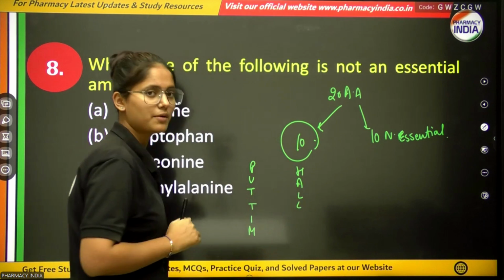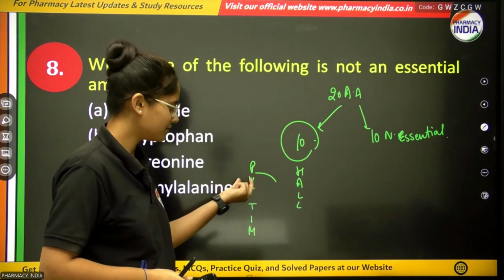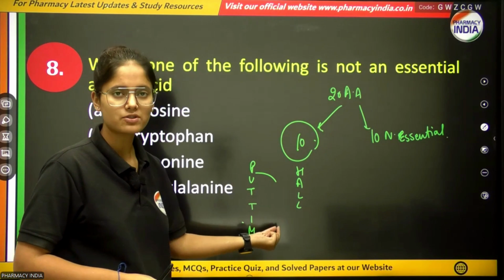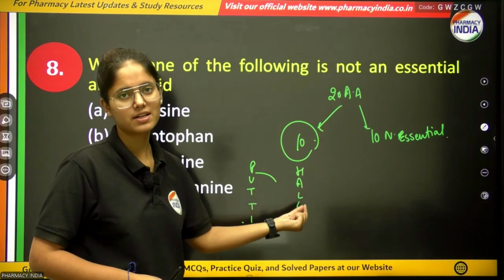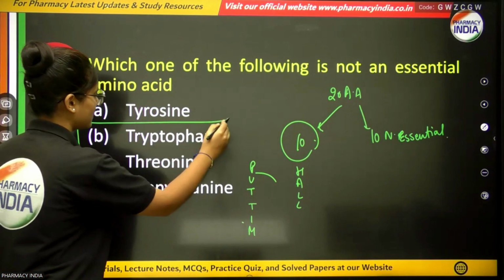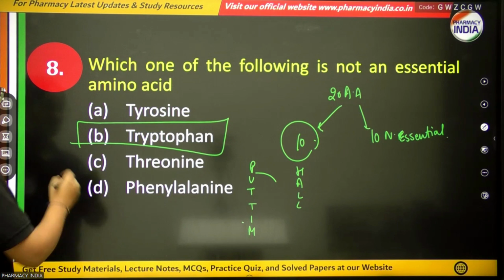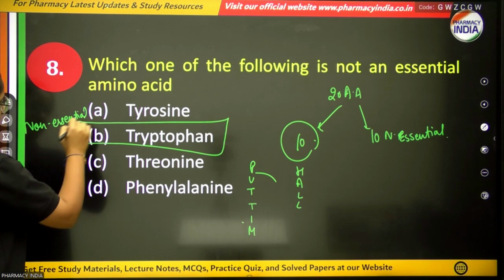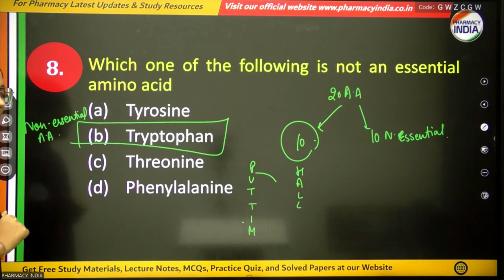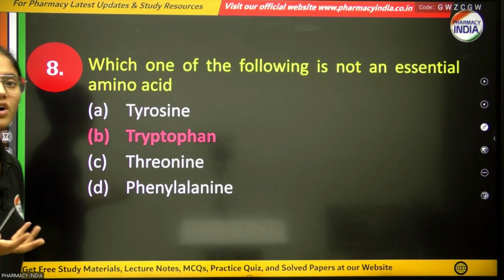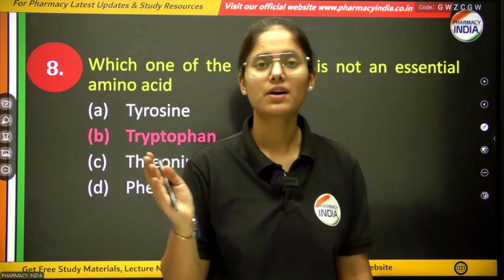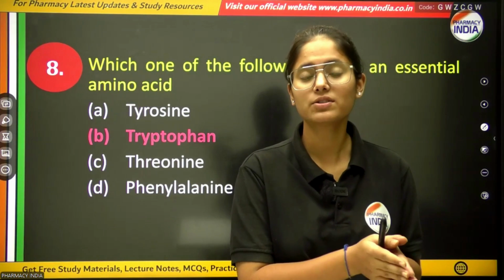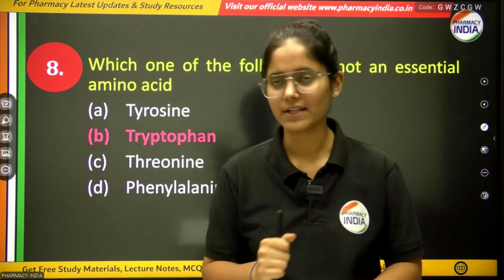Basically, there is a trick to learn the essential amino acids, that is PVT, TIM, HALL. That is private Tim Hall. P for phenylalanine, V for valine, T for threonine, next T for tryptophan, then isoleucine, methionine, histidine, arginine, leucine, and lysine. But tyrosine is a type of non-essential amino acid. So the correct option will be tyrosine. Now, what is non-essential amino acid? Those amino acids which form inside our body, and essential amino acids are those which you have to take through your diet. Okay.